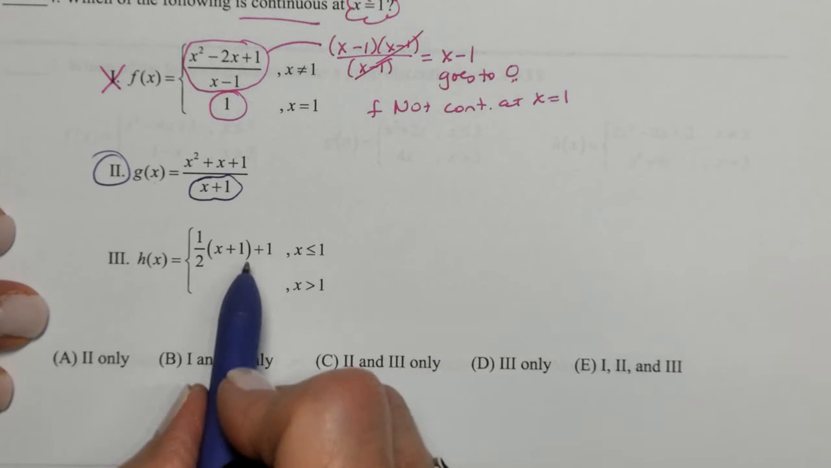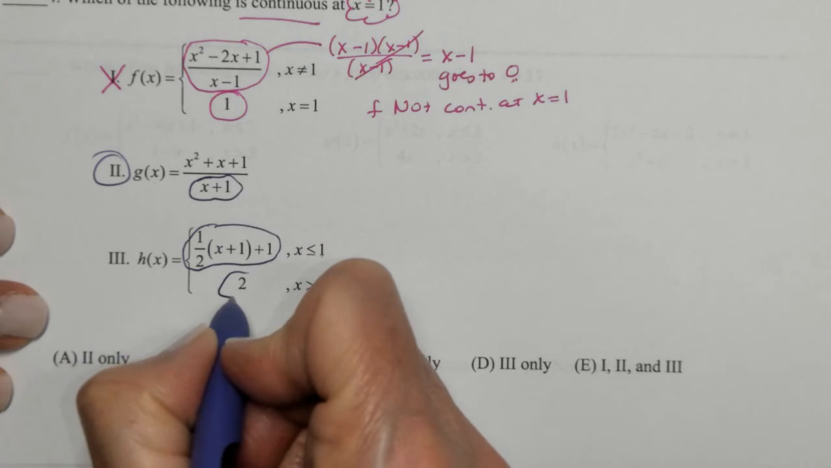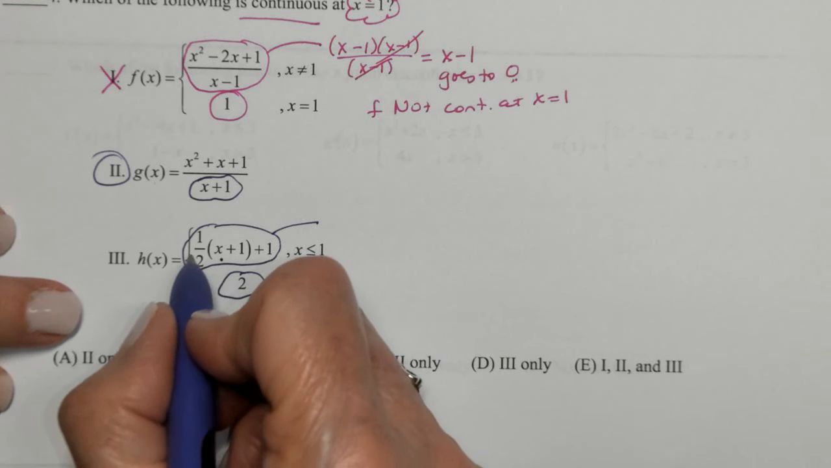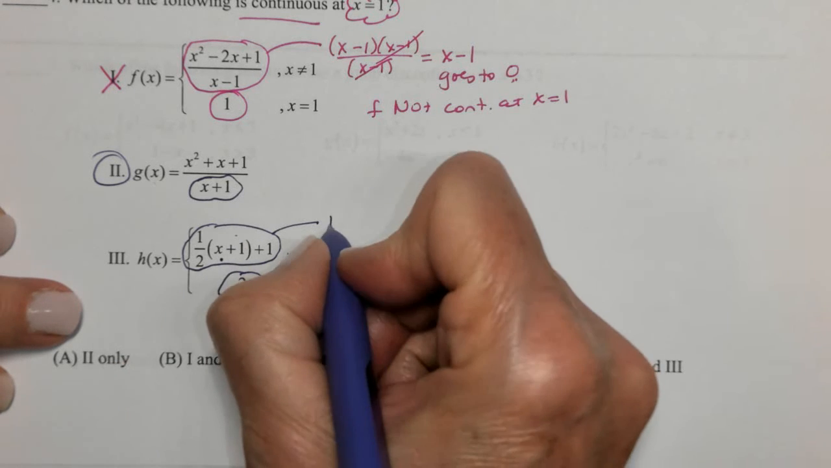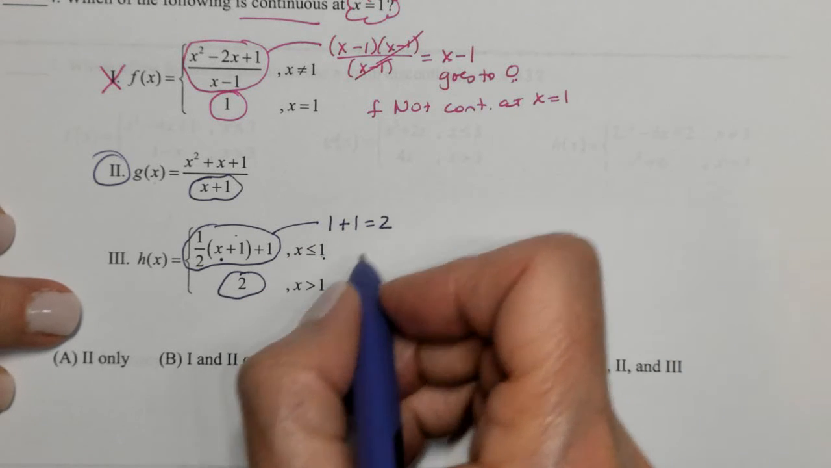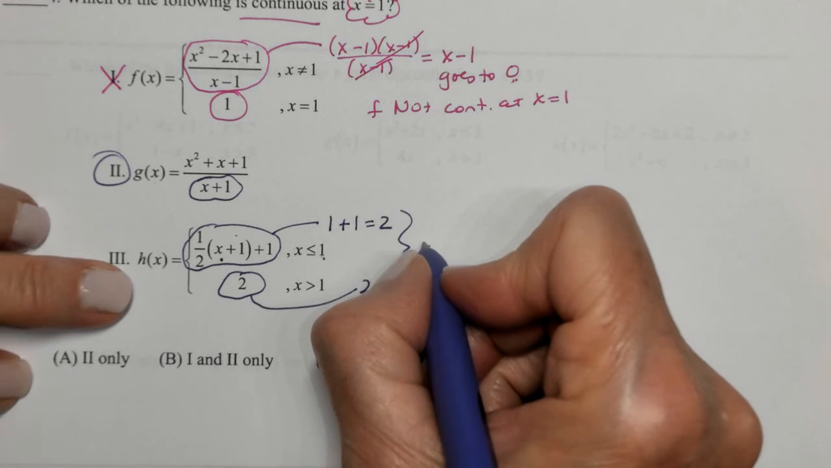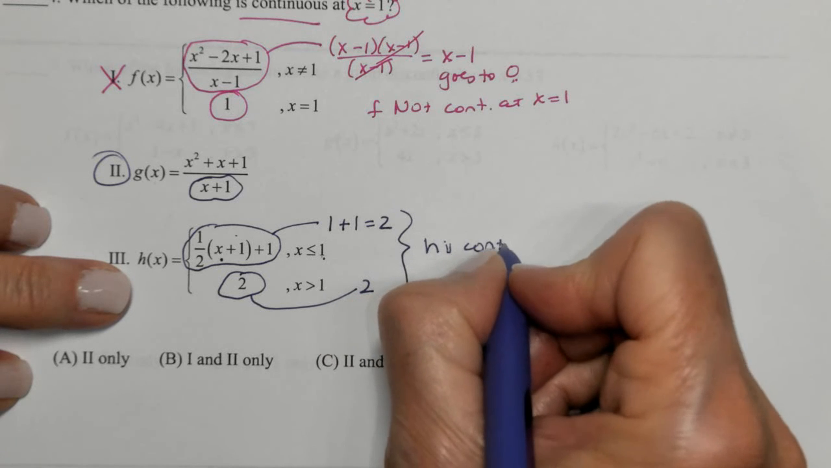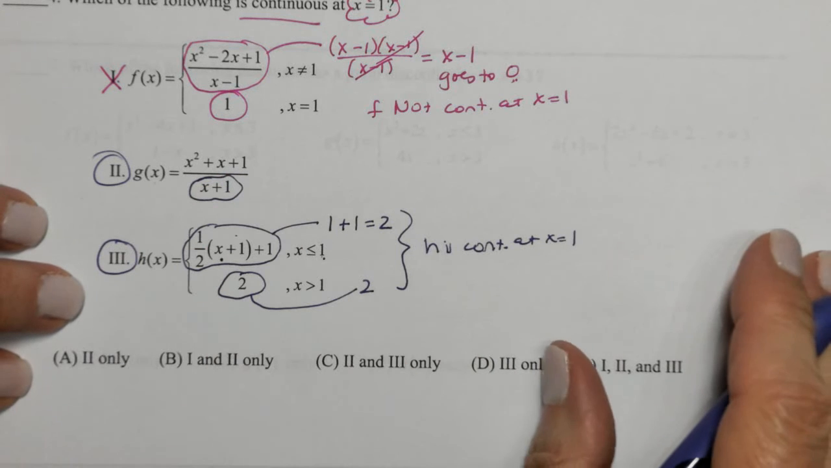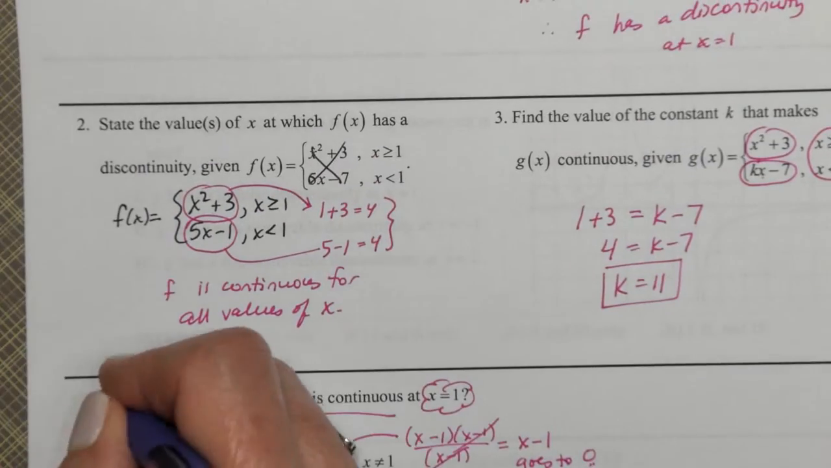All right. For this one, individually, each of these is continuous on its own. I'm going to plug in 1 for this x, see what I get. Half of 2 is 1, plus this 1 is 2. That is equal to this other one, which means h is continuous at x is equal to 1. So we are also continuous there. So 2 and 3 are continuous. C is our answer.